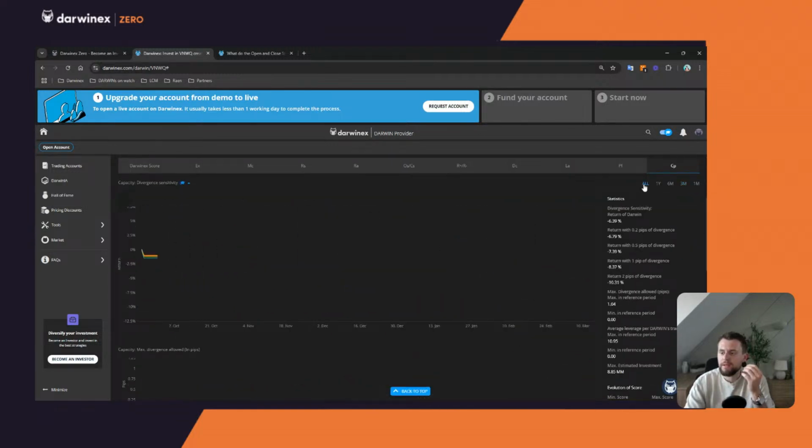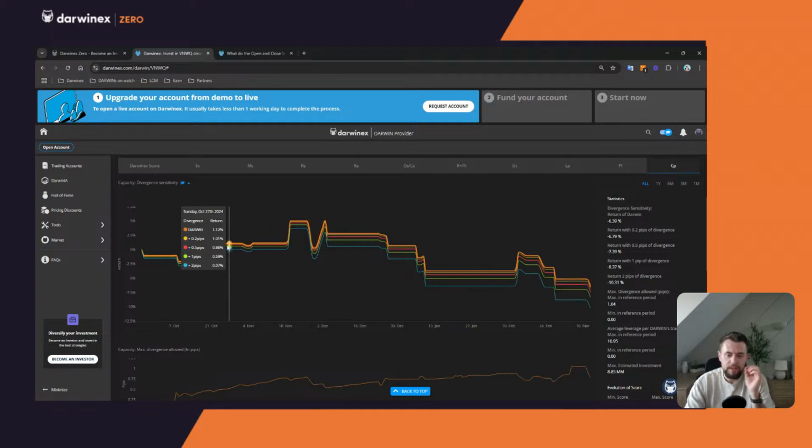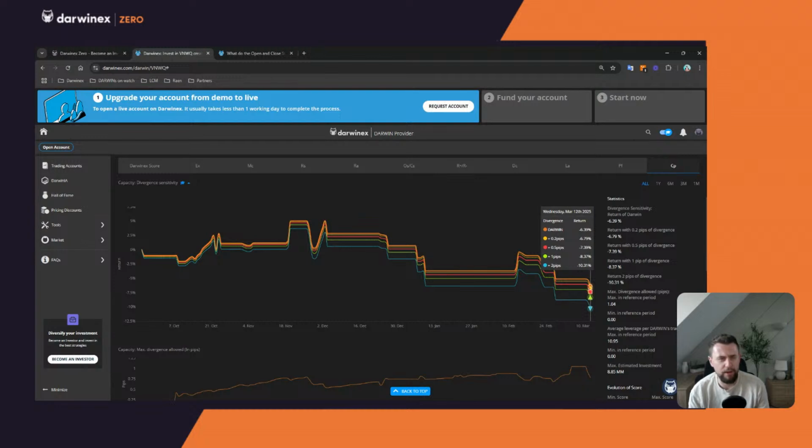So let's switch to all time. This first chart measures the divergence sensitivity with each trade. Again, it evolves over time. So we can see that right now your Darwin is down 6.39%, although I don't think it's updated properly because I think it's down 7%. If your investors were getting slipped 2 pips or getting 2 pips worse fills on every single trade, which would be a no-go, the investors will be down 10%.